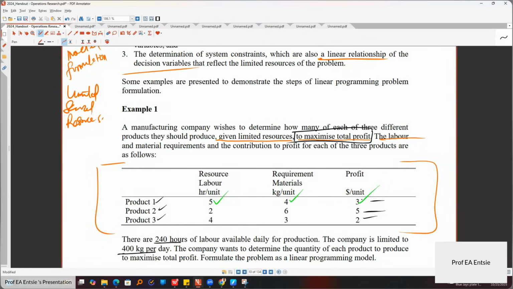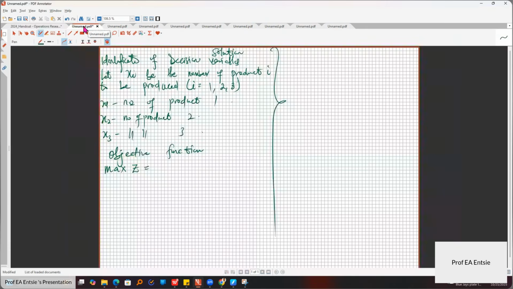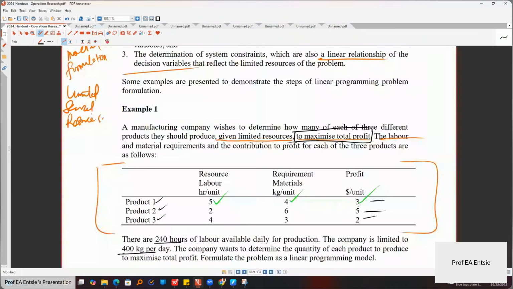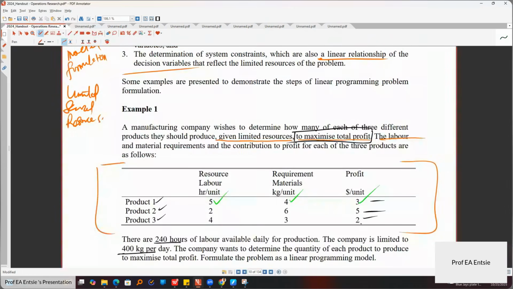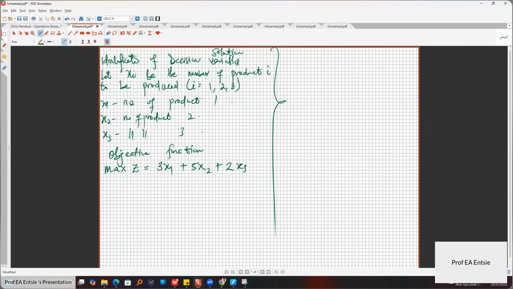So if we produce one quantity of product one, we get $3 as profit. And how many quantities are we producing for product one? We're producing x1 quantity. So 3 times x1 plus, for x2 we get $5, so 5 of x2, plus x3, we get $2 for product three. So this is the objective function.